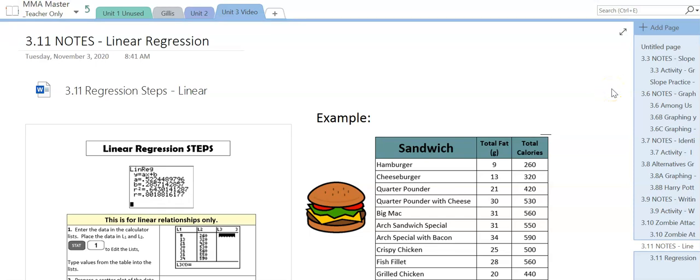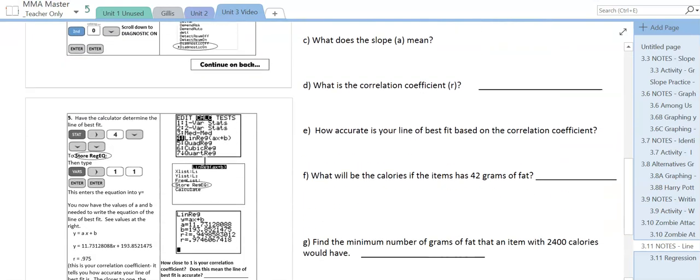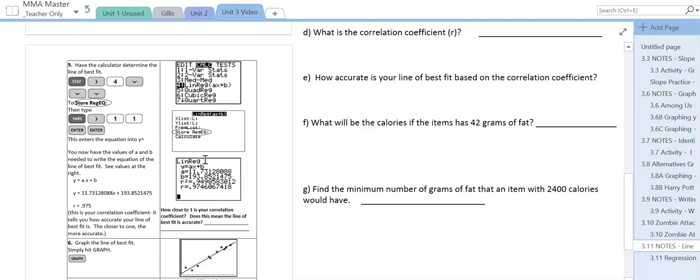Linear regression. These are the steps in the calculator. So you definitely need to make sure you have downloaded the Wabbit emulator onto your laptop or Calculate 84 onto your iPhone. What I have given you here is an example that is directly in your OneNote. And over here we have the linear regression steps. These are the steps you need in order to find the linear regression in the calculator.